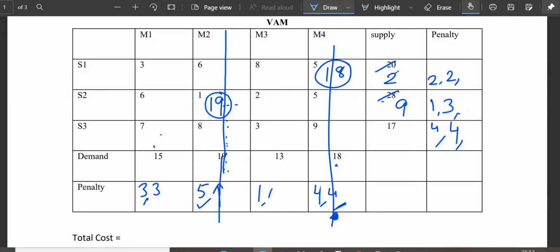So now the penalties on this side will change. So come to S1. Now the cost elements are 3 and 8. So 8 minus 3 is 5. Come to S2. Minimum is 2 and 6. 6 minus 2 is 4. Come to S3. 7 and 3. 7 minus 3 is 4. And these penalties will not change. So now select the largest penalty. Now the largest penalty is this 5.